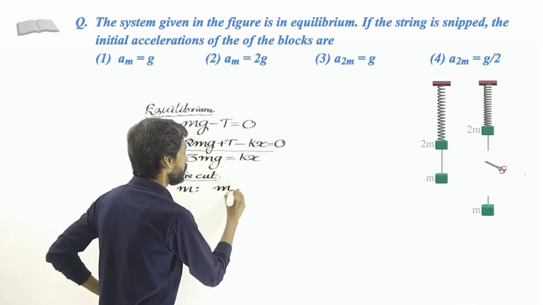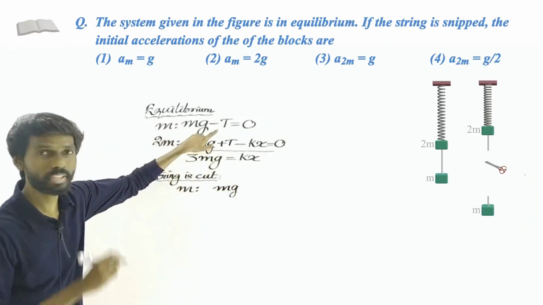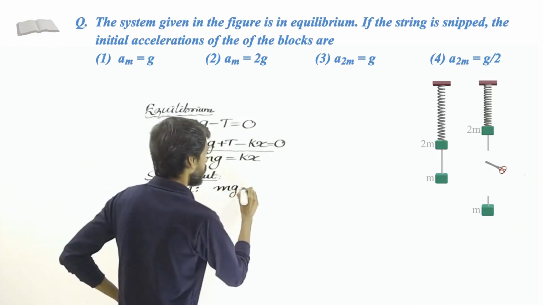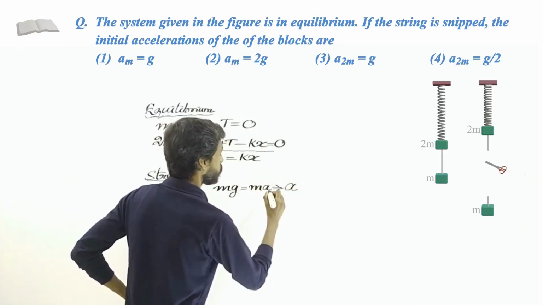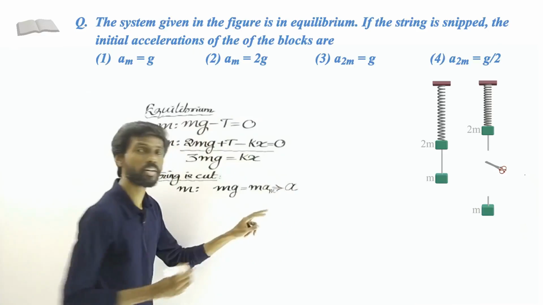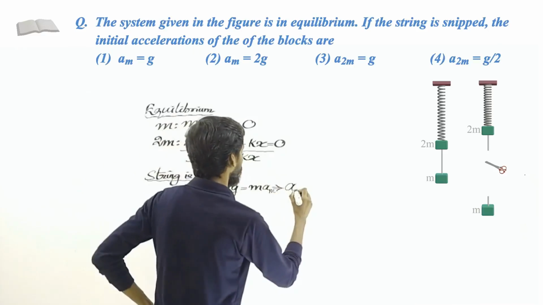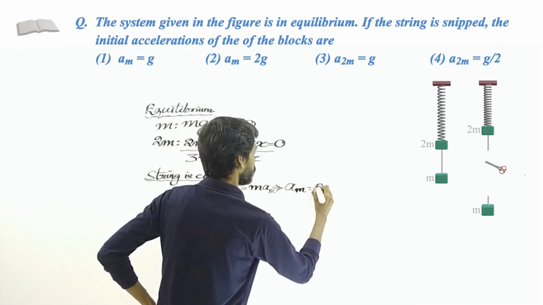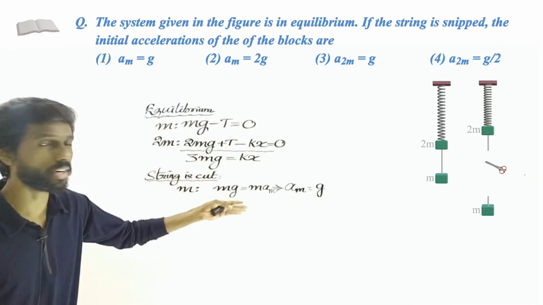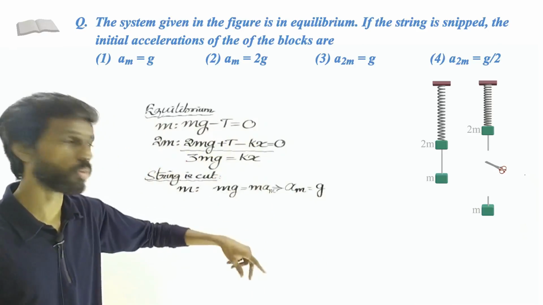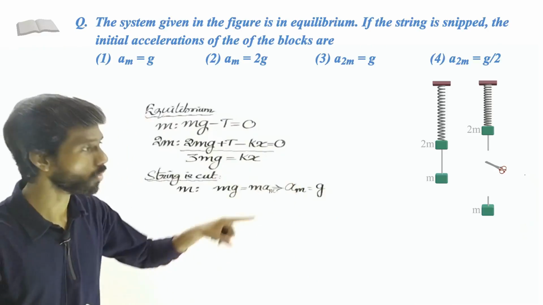Let me write the equation. mg is the only force, no tension. Tension becomes 0. So mg equals mass times the acceleration. Let me write a_m, the acceleration of the block of mass m. So a_m equals g. That is known already, because there is no tension, only the gravitational force. So the acceleration is g. That is for the lower block.